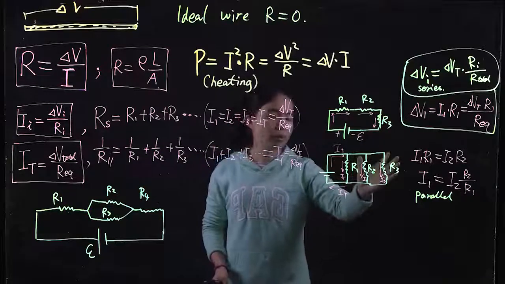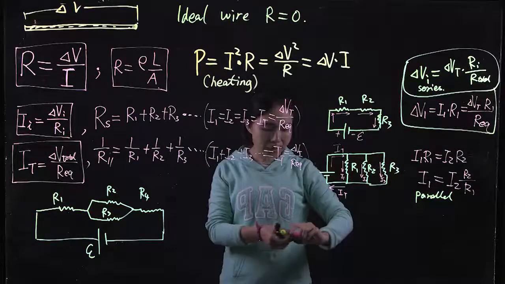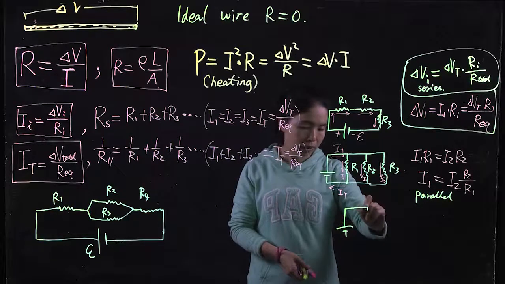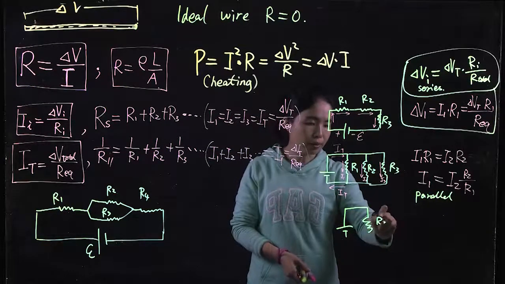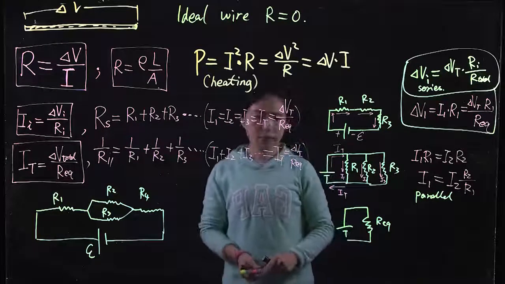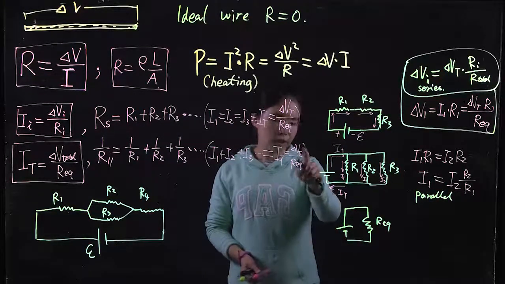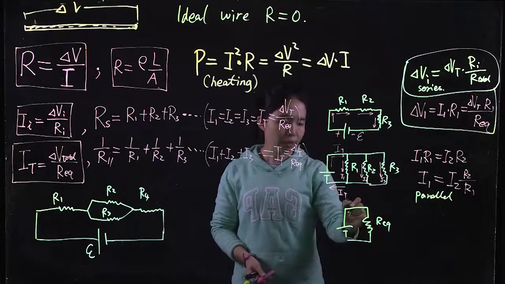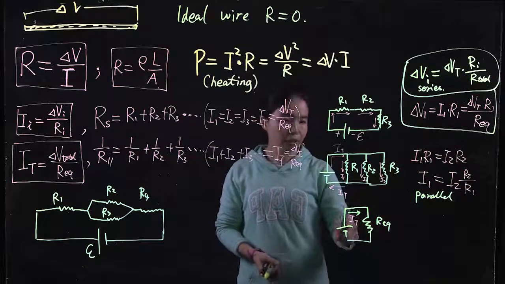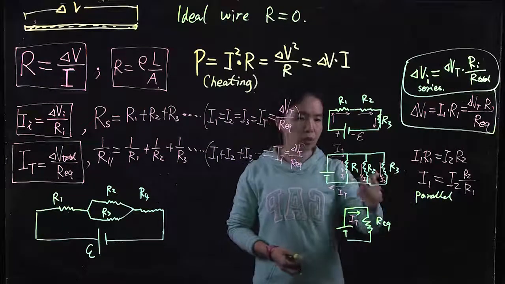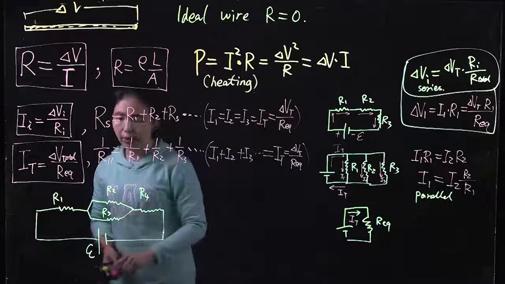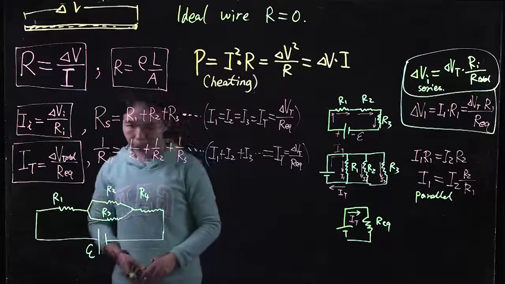When you have 1, 2, 3 in parallel, it's as if we have one big R equivalent representing all of them. And then using the total voltage divided by that gives you the total current. After you figure out the total current, you do something more to figure out each individual current. Let's do this question as an example.